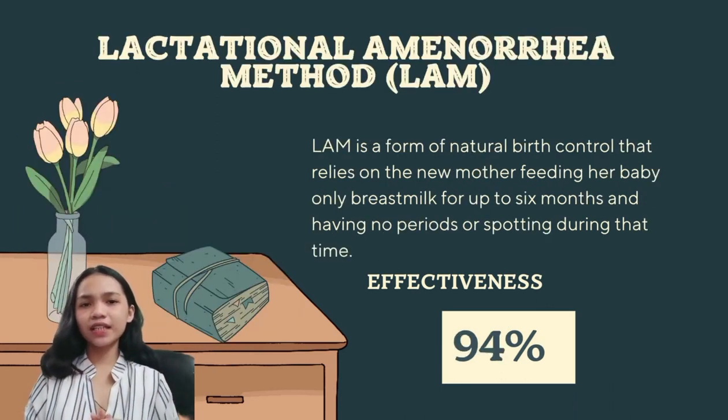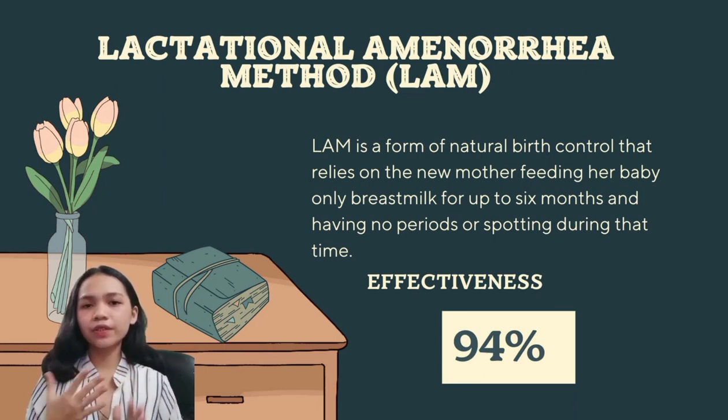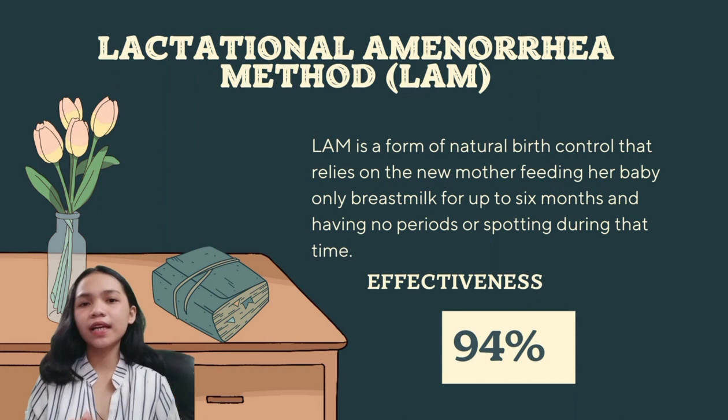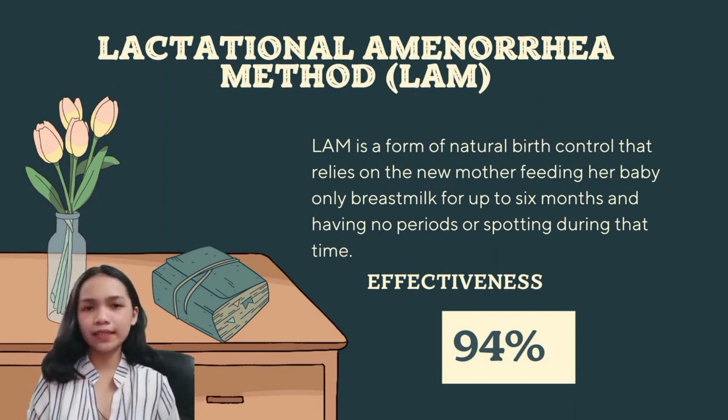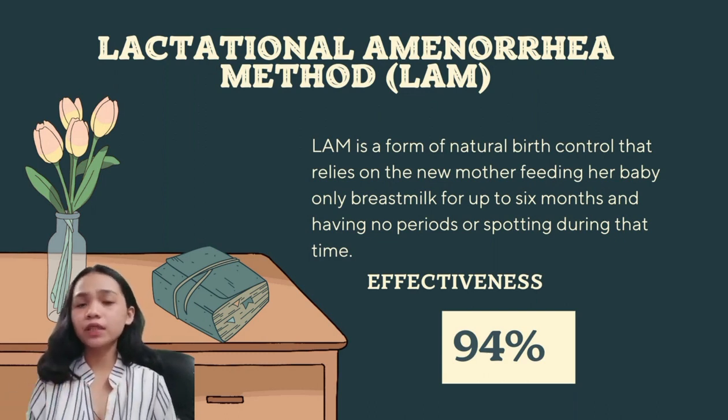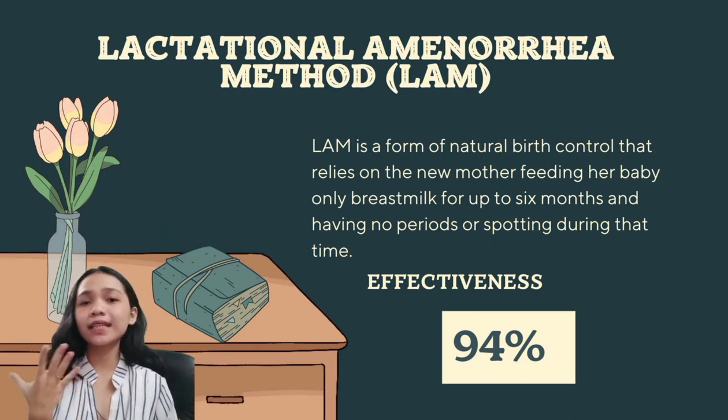Next one, we have the lactational amenorrhea method or LAM. The lactational amenorrhea method is a natural short-term birth control method in which a woman relies on exclusive breastfeeding after birth to prevent pregnancy. Lactational means breastfeeding, amenorrhea means having no monthly period. So it is 94% effective in women who do not experience menstrual bleeding and continue to breastfeed exclusively.